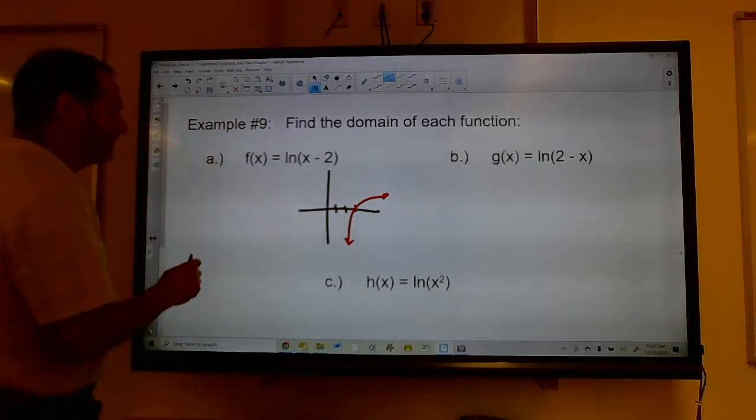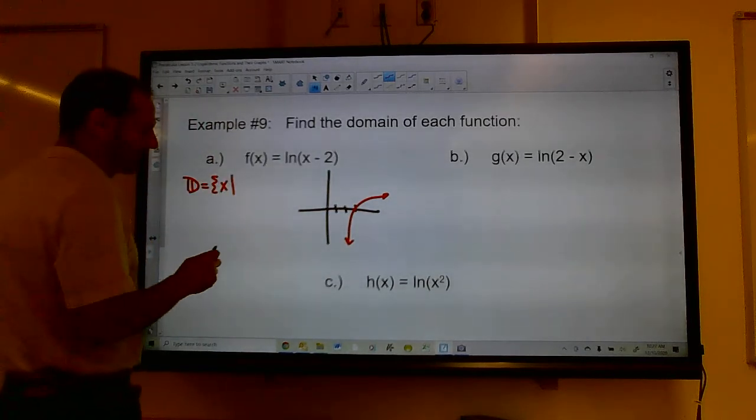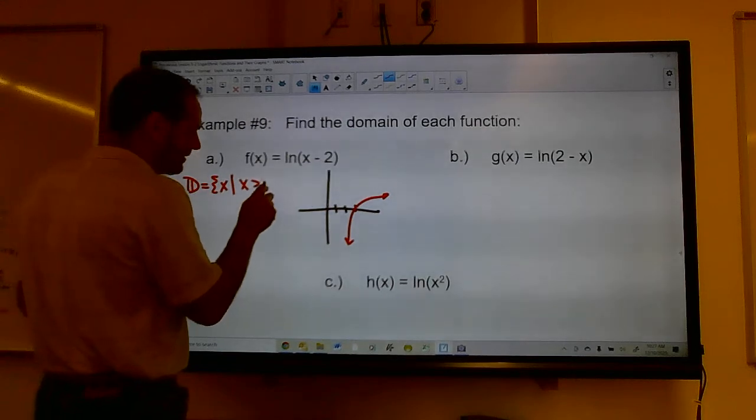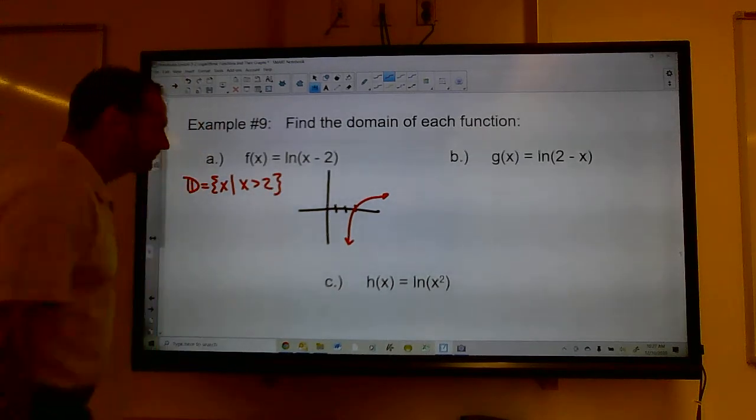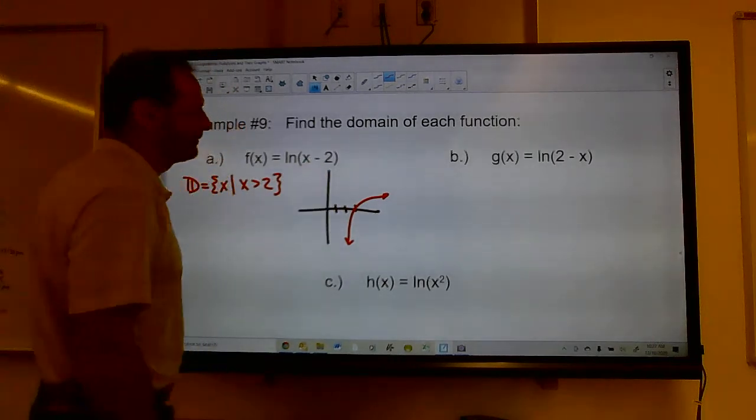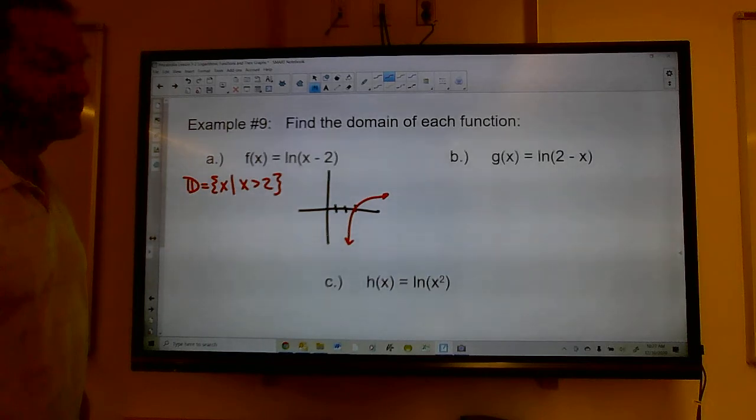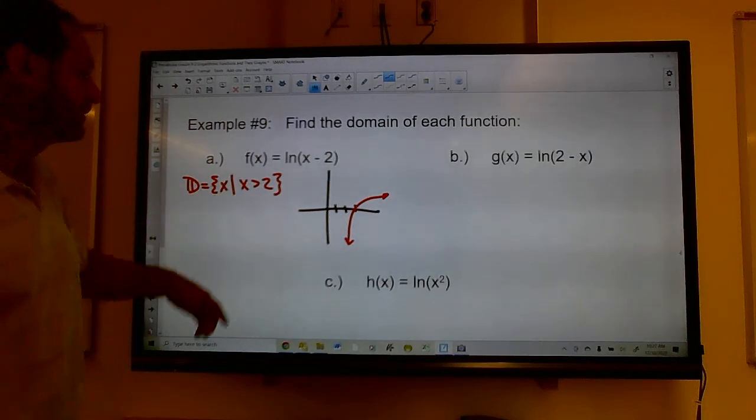Okay, so what would the domain be? Well, the domain would be all the real numbers where x was greater than 2. And it makes sense: if you put 2 in here, I get natural log of 0, which I can't do. But I can do anything that's natural log of a positive number, so anything bigger than 2 is going to work.